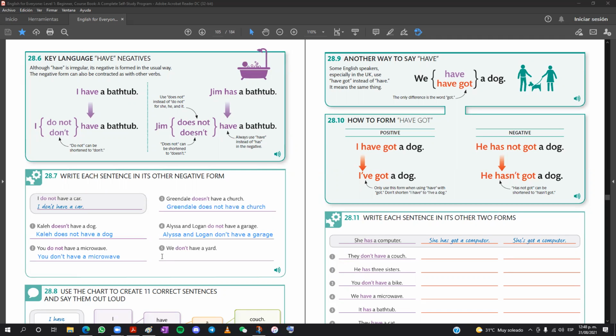Sí, adelante, la última. We do not have a yard. No tenemos un jardín. Si bien es bastante sencillo, continúa el mismo patrón.